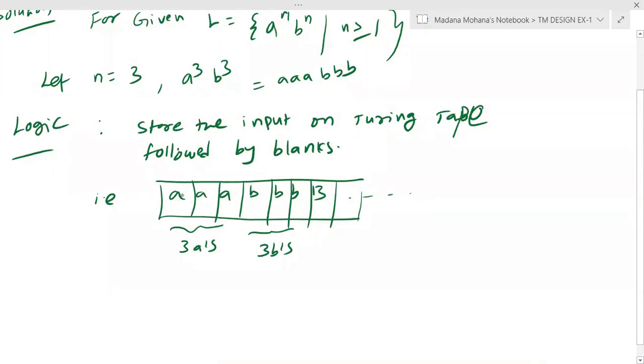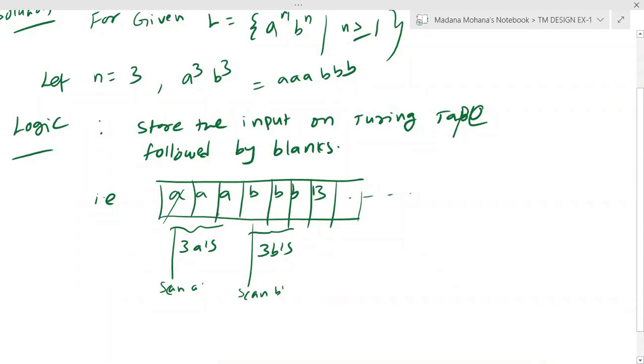So here the first A will be scanned. Then after one A is scanned, it won't scan the second A immediately. It goes to the right and searches for the first B. Why? Because here A and B should be matched, since we have the same count, 3 A's, 3 B's. That's why first it scans A, then searches for the first B, then it scans the first B.